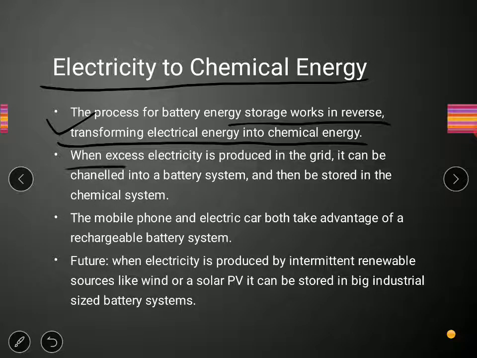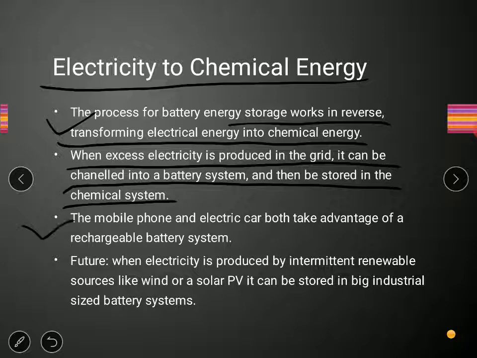So what happens is when excess electricity is produced in the grid, it can be channeled into a battery system, and that can be stored in the chemical system. Okay, so we can have it stored in the electrolyte. So basically the mobile phone and the electric car, which I told you about, take advantage of this system, and we have got a rechargeable battery system.